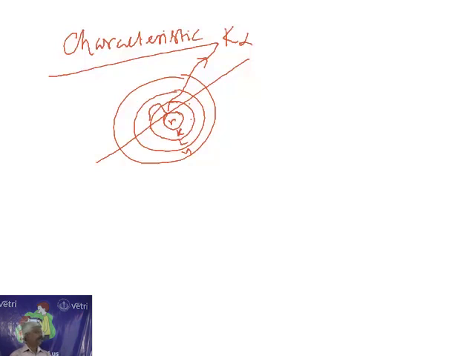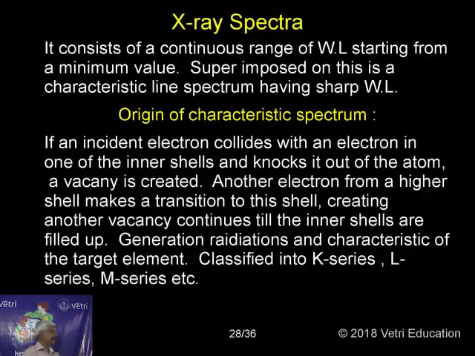Similarly, if you are able to knock an electron from the L shell, there is a vacancy in the L shell. In order to fill this vacancy, an electron may jump from the M shell to the L shell. That is called L alpha, L beta, etc. Like that, we get a line spectrum that is called the characteristic spectrum, which tells everything for us. This is the thing we have to understand. This is given in the chart.